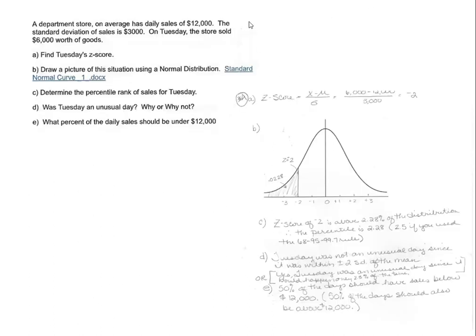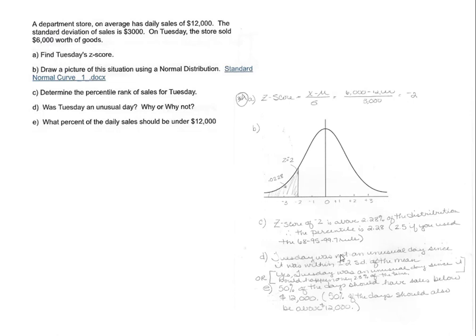Okay, so on the question about the department store, to find the z-score, you took the $6,000 in sales minus the mean divided by the standard deviation, and you get a -2 for the z-score for Tuesday. And this is what I was looking for in the picture.